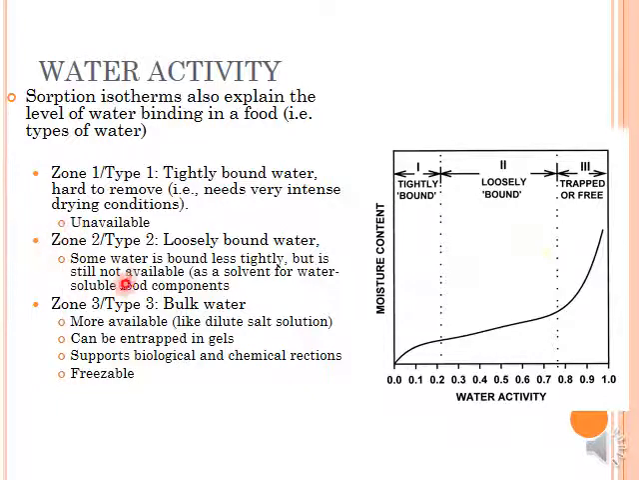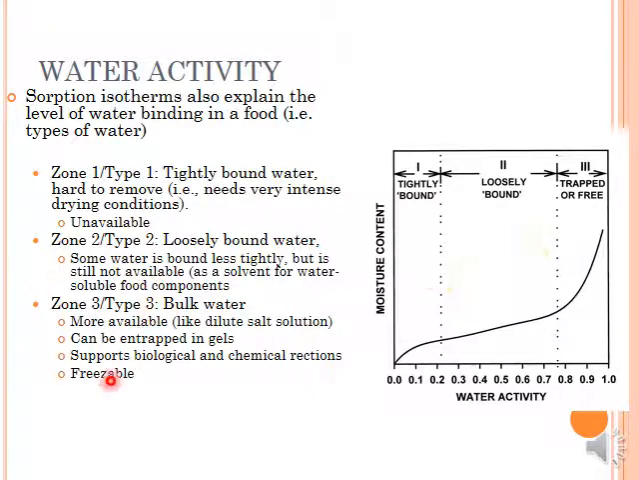Whereas in zone 2 or type 2, the water is loosely bound. Some of the water is bound to food components, some is not, and the water that is not bound to the food component is the one that is available for microorganism growth or other chemical reactions that lead to food deterioration.